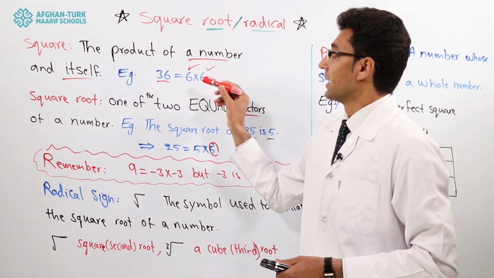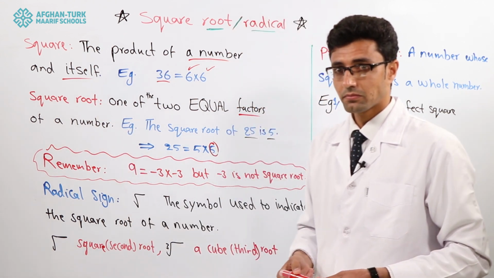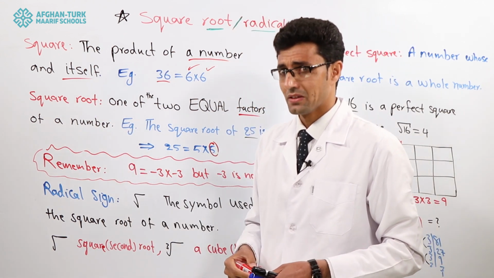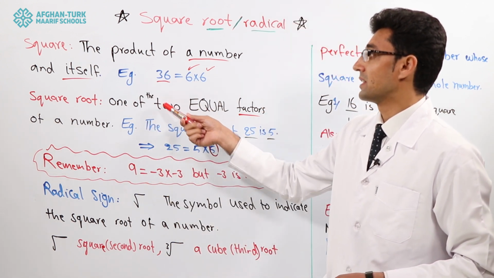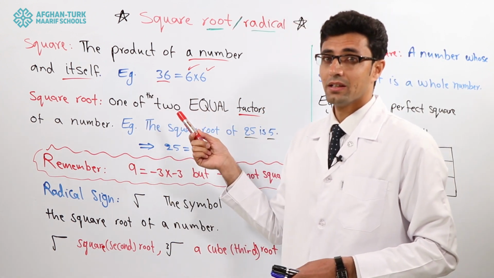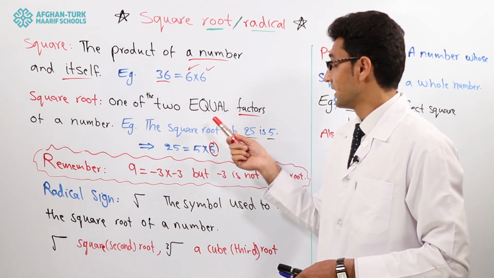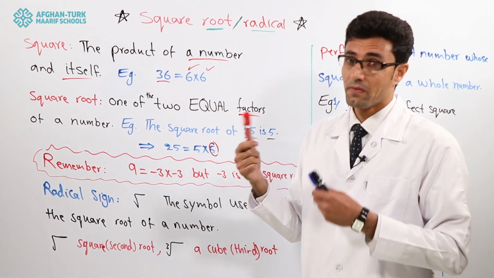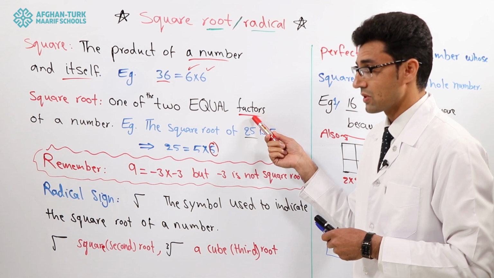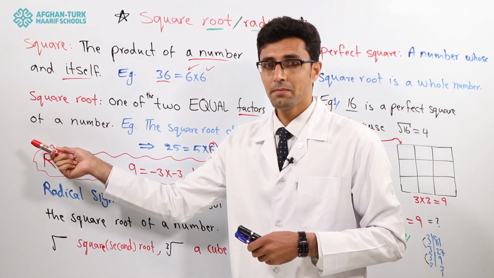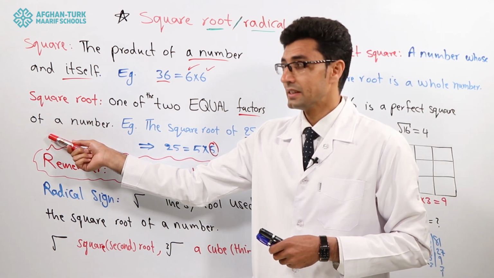Okay? Now, I want to define a square root for you. What does a square root mean? Or what is the definition of a square root? One of the two equal factors of a number. You know factors. One of the two equal factors of a number. Very simple.